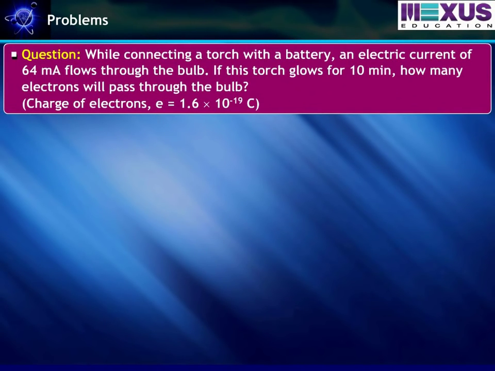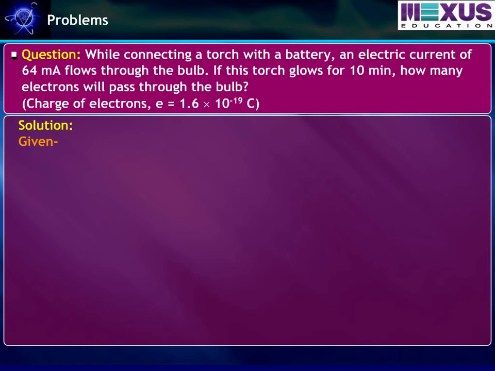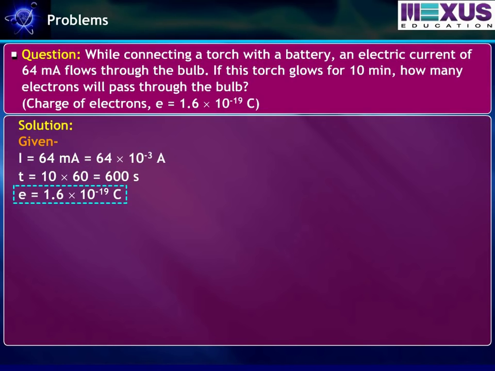Question. While connecting a torch with a battery, an electric current of 64 milliampere flows through the bulb. If this torch glows for 10 minutes, how many electrons will pass through the bulb? Charge of electron e = 1.6 × 10^-19 coulomb. Solution. Given current I = 64 milliampere = 64 × 10^-3 ampere. Time t = 10 × 60 = 600 seconds. e = 1.6 × 10^-19 coulomb.